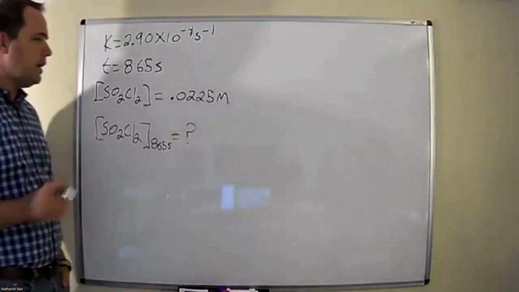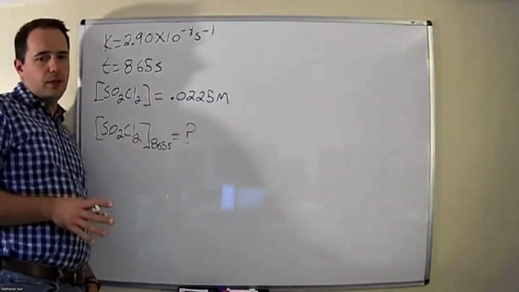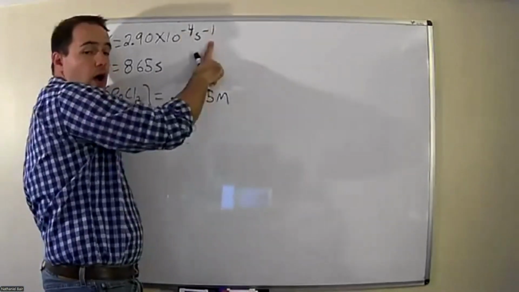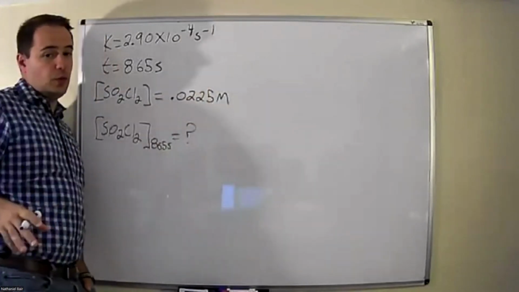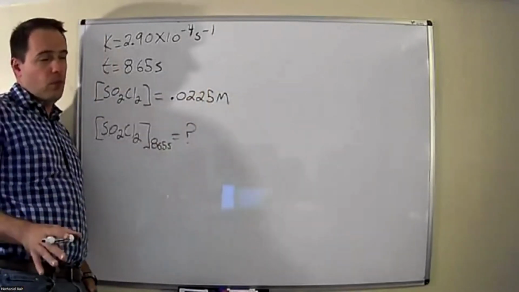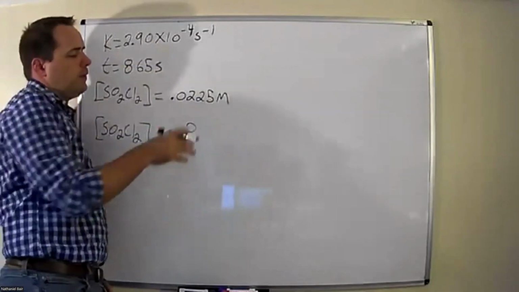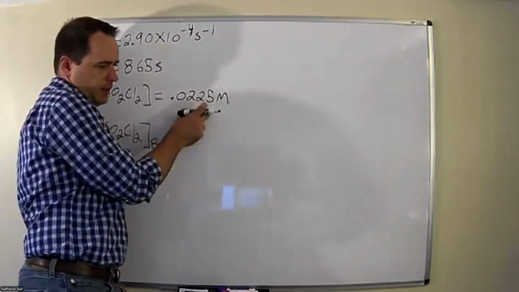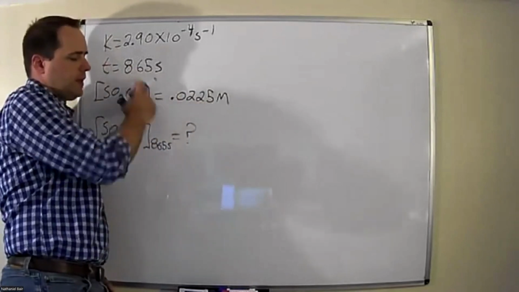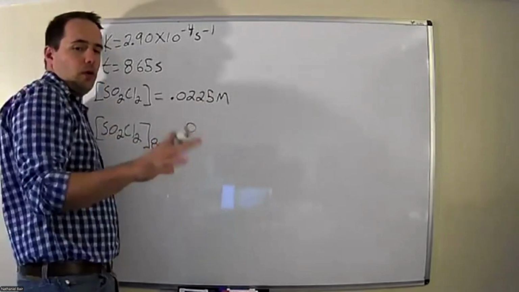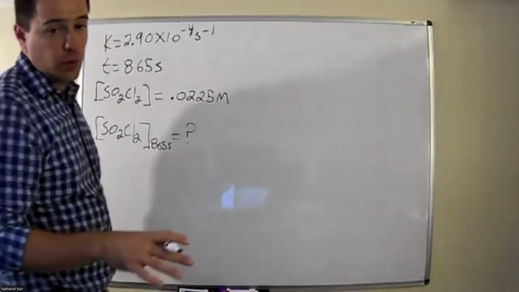If the rate constant for this reaction is 2.90 times 10 to the negative fourth seconds to the negative first. Why? Because it's first order, and that's the unit of the rate constant for a first order reaction, right? So if this is my rate constant, and I start with this much reactant, after 865 seconds, how much is going to be left? That's the problem. So we need to whip out our integrated rate law for first order reactions.